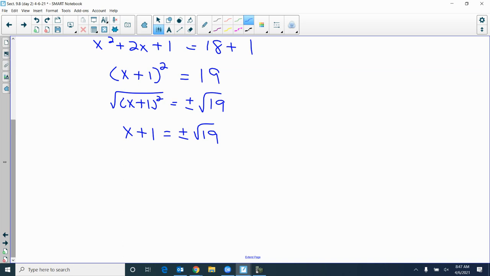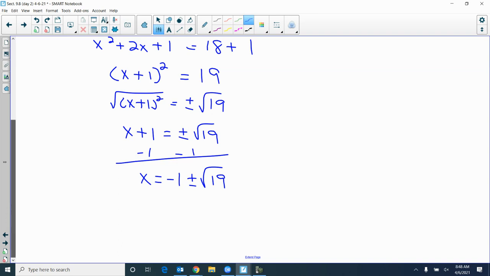We know it's not a whole number, so we have to be careful. Now, get the x by itself. What do I have to do to get the x by itself? Subtract 1. And I always like to put that in front of the plus or minus. So you've got x equals negative 1 plus or minus square root of 19.